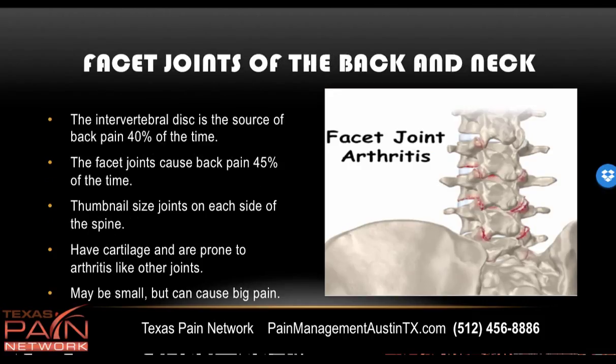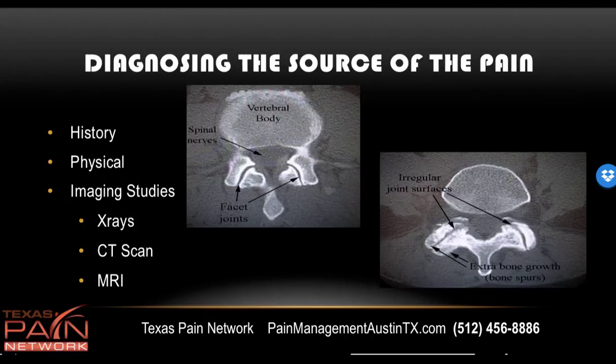When you have back pain, the intervertebral disc is the source of that back pain about 40% of the time. The facet joints, on the other hand, are the source of back pain 45% of the time. These are thumbnail-sized joints on either side of the back of the spine at every level, all the way from the neck down to the sacrum. They do have cartilage, and they are prone to arthritis, just like the hip or the knee joint. They may be small, but they can cause a tremendous amount of back or neck pain.